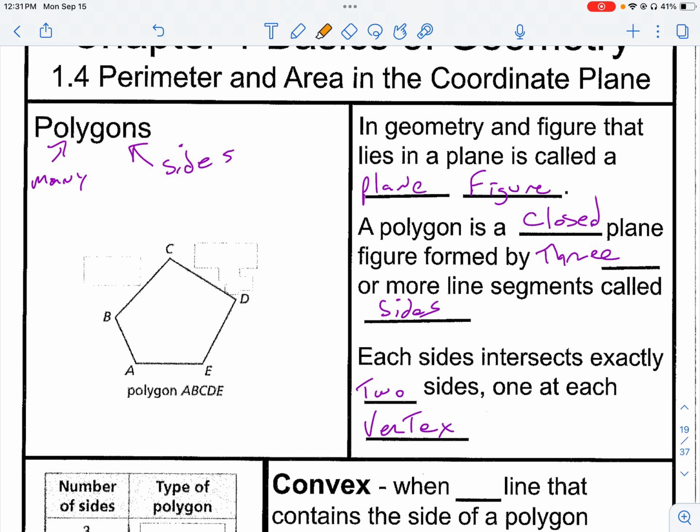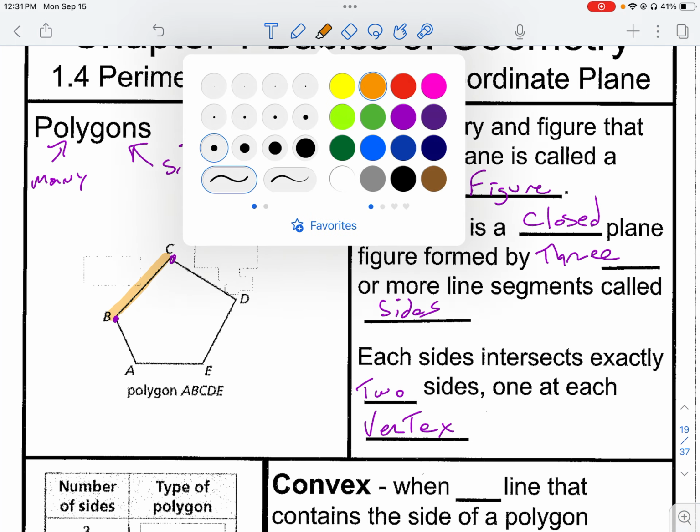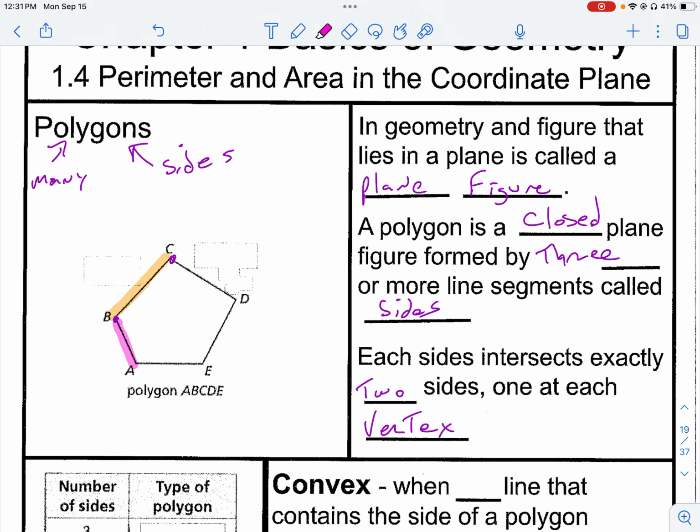So keeping it easy, let's look at side BC. Well, it intersects exactly two sides, side AB and side CD, at vertex B and vertex C. So here we've got side BC, and here we have vertex C. So this is what we're starting with for polygons.